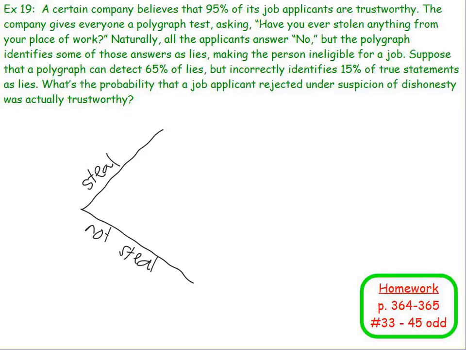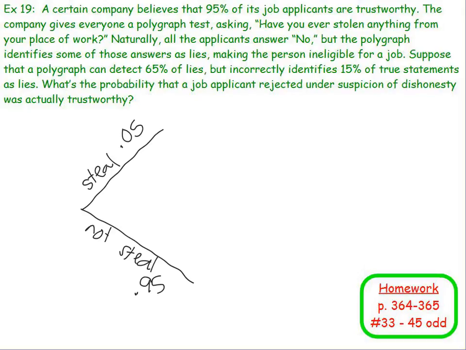So let's find some numbers that relate to that. Well, nowhere in here does it really talk about stealing or not stealing, but the very first sentence says, a company believes that 95% of its job applicants are trustworthy. So if you're trustworthy, we assume that you do not steal. So that's going to go here, 95%. Well, that means that there's only 5% left, so 0.05.